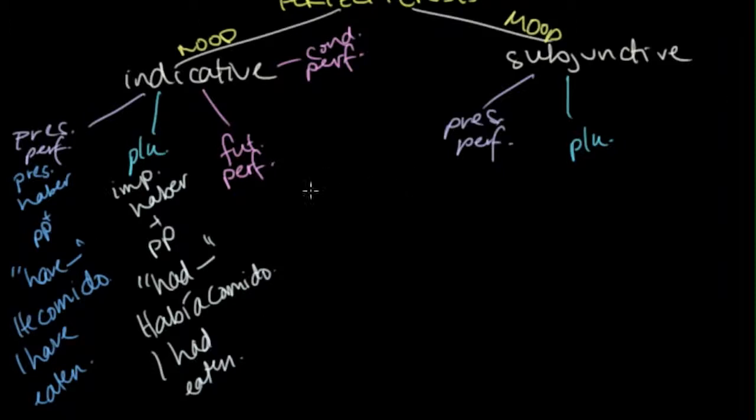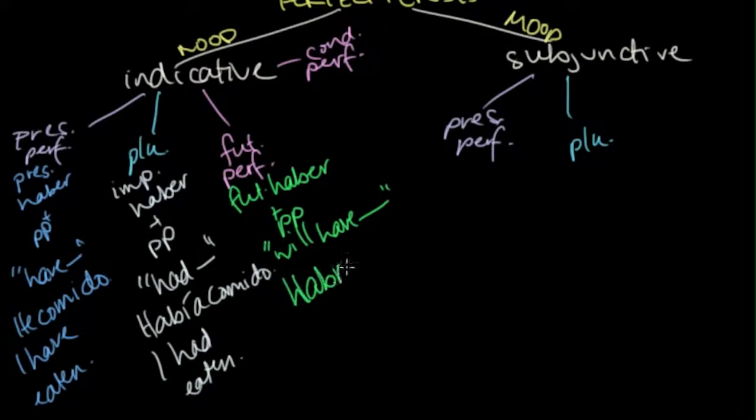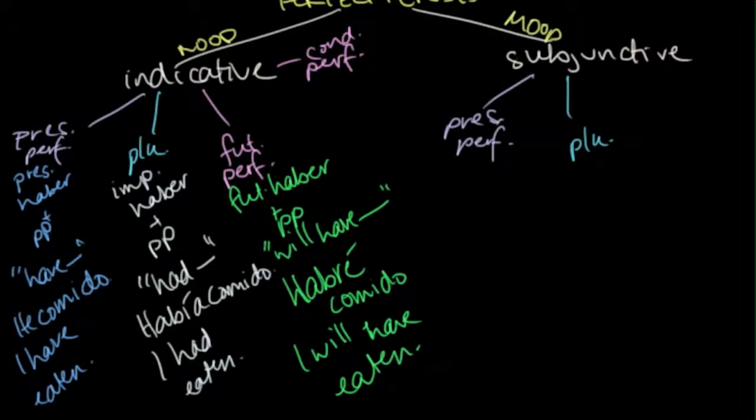The future perfect is formed with the future tense of haber plus the past participle. It means will have something, and our example, habré comido, means I will have eaten. The conditional perfect is the conditional of haber plus the past participle.